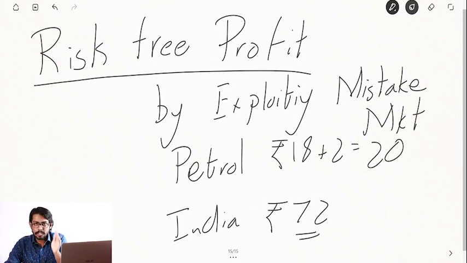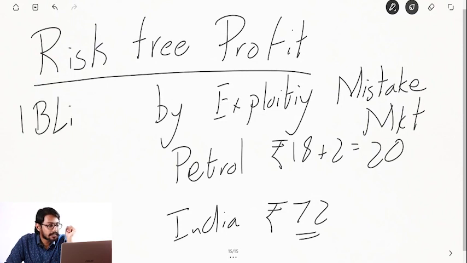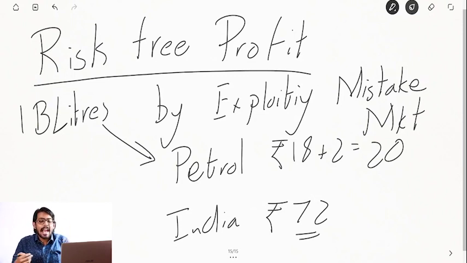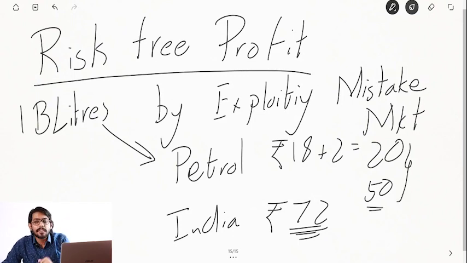You notice this mistake. So immediately what you do, you contact the Sheikh in Saudi Arabia, you meet with him, shake hands, smoke a hookah, and then you bring a consignment of say 1 billion liters of petrol. You buy it, bring it to India and sell it at say rupees 50. Market price is still 72, and you are offering it at 50, so everybody will come to you only. You can easily make a profit of 30 rupees per liter on 1 billion liters. You are making a total profit of 30 billion rupees with that one transaction.